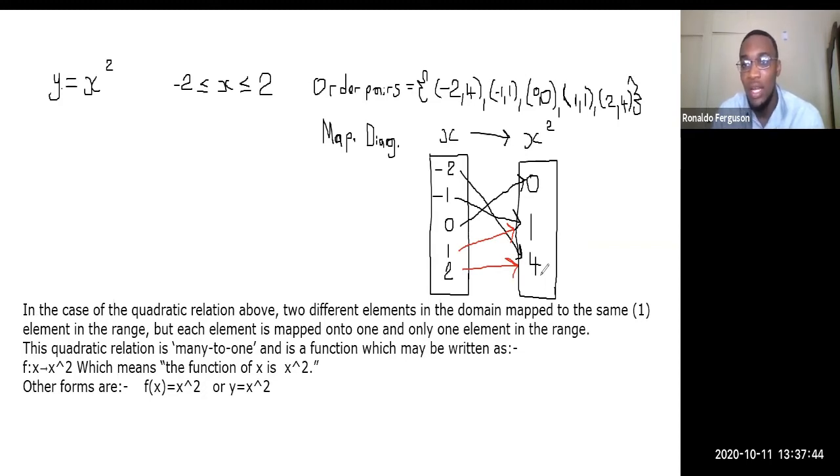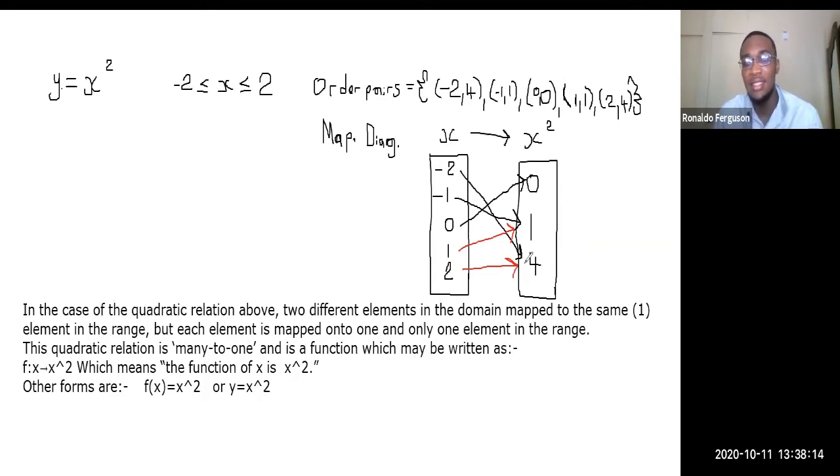Now, a many to 1 is also a function. Why is a many to 1 also a function? Because each element in the domain maps and it only maps once. So look at it, negative 2 maps to only one number, 4. Negative 1 maps to only one number, 1. 0 maps to only one number, 0. 1 maps to only one number, 1. 2 maps to only one number, 4. And so each element in the domain maps and only maps once.